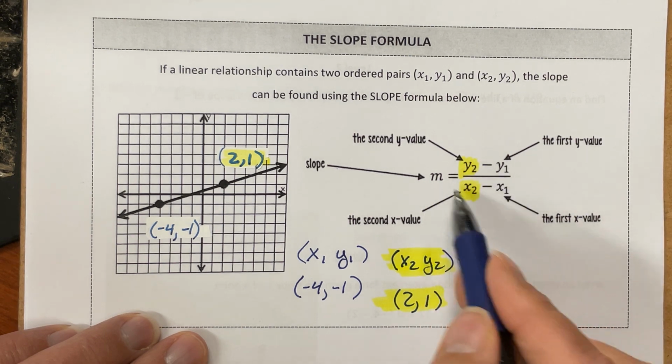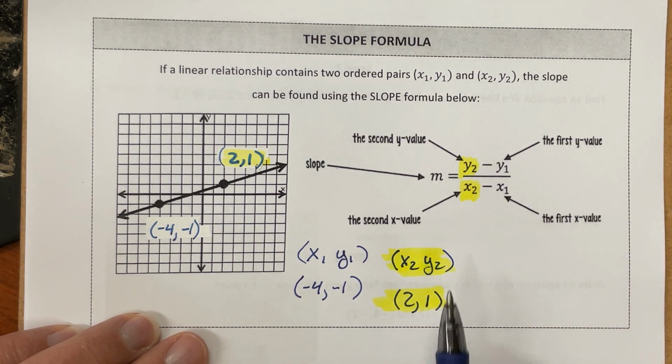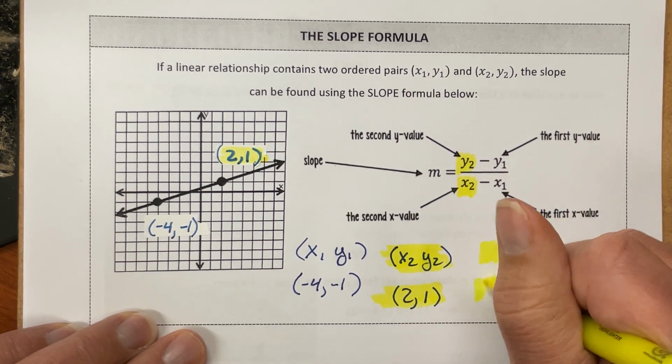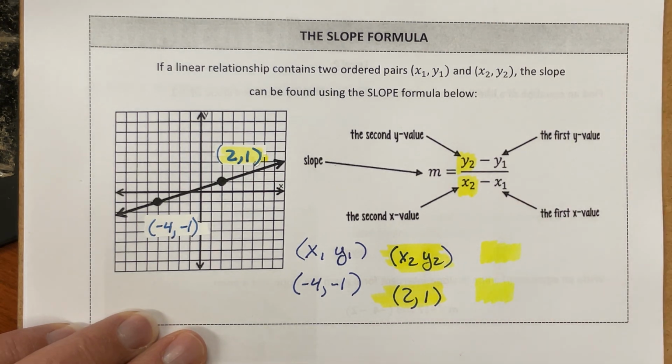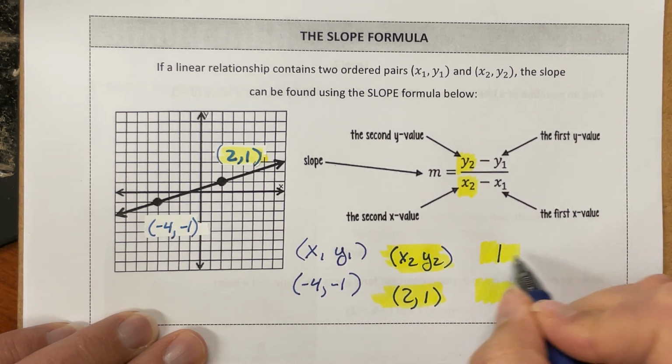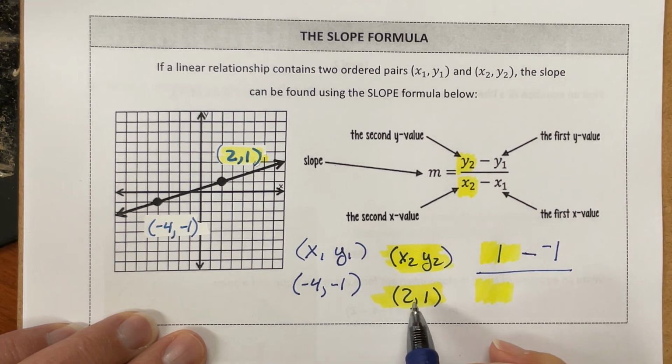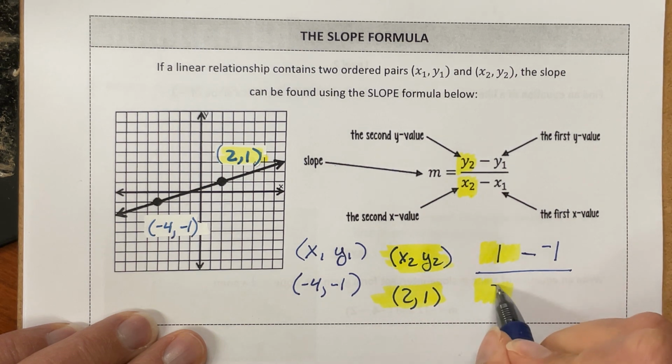So I'm going to use this formula where I'm going to say y2 minus y1, so 1 minus -1. Oof, that's going to be a lot, right? So here, let me just put some highlight here. You know, I always highlight before I write because otherwise it's a mess. So y2 minus y1, 1 minus -1, over x2 minus x1, 2 minus negative 4.